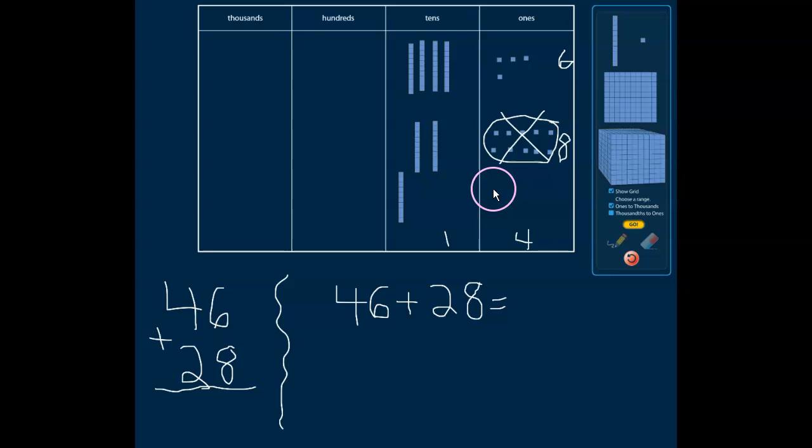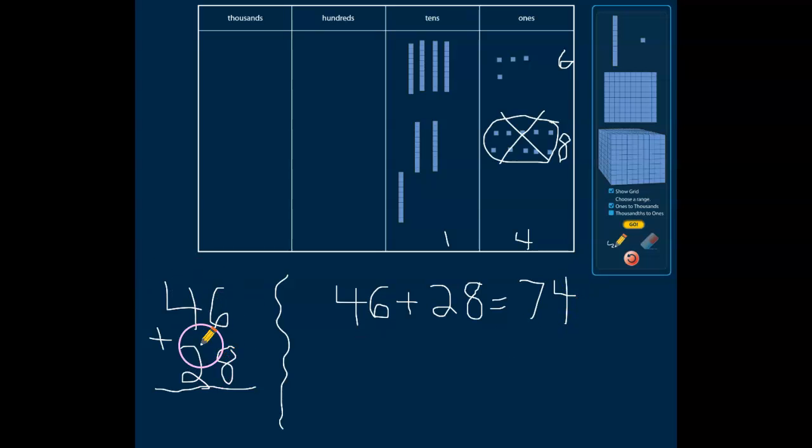All right, now I'm ready to add my tens. 1, 2, 3, 4, 5, 6, 7, or 10, 20, 30, 40, 50, 60, 70. So the answer, or the sum, of 46 plus 28, is 74.